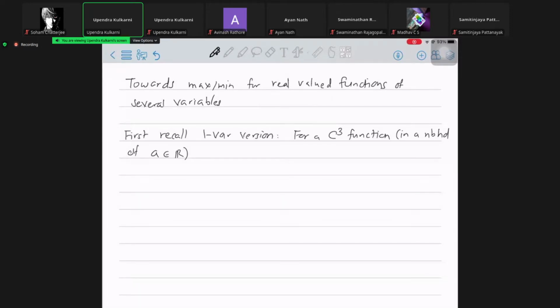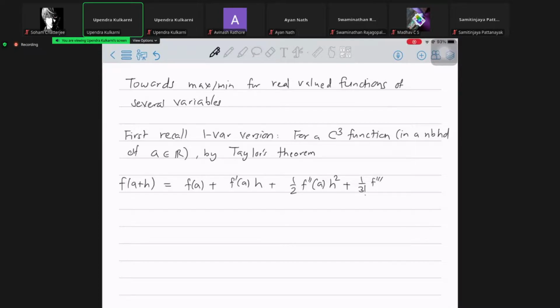What do we have in a neighborhood of a? We have f of a plus h. By Taylor's theorem, since it is a C3 function, we will get a quadratic approximation and an error term of degree 3. This should be familiar. So f of a plus h will be f of a plus f prime of a times h plus 1/2 f double prime of a times h squared plus the third term, 1/3 factorial times f triple prime.